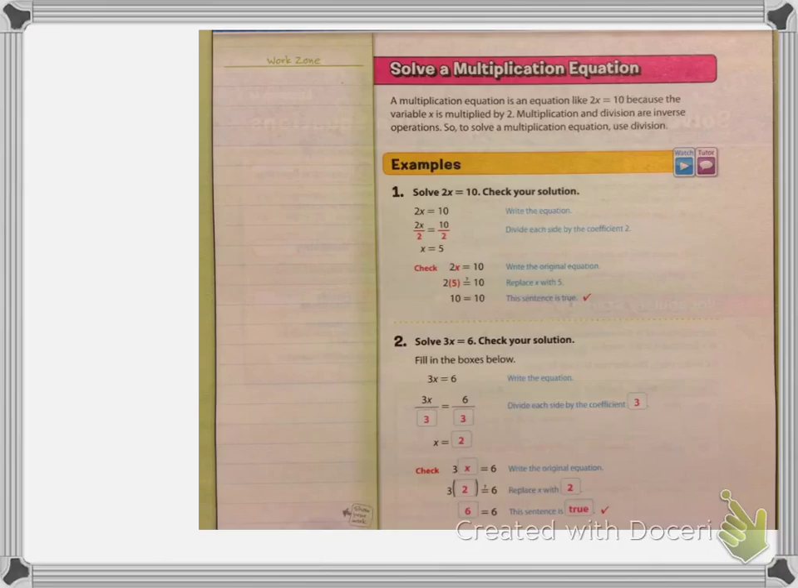Alright, so let's go ahead and take a look at textbook page 552. It says solve a multiplication equation. A multiplication equation is an equation like 2x equals 10 because the variable x is multiplied by 2. Multiplication and division are inverse operations. Remember, there's that word inverse operations again. So you want to make sure that you write that inverse operations undo one another. So you want to have that out to the side there. It says to solve a multiplication equation, you're going to use division.